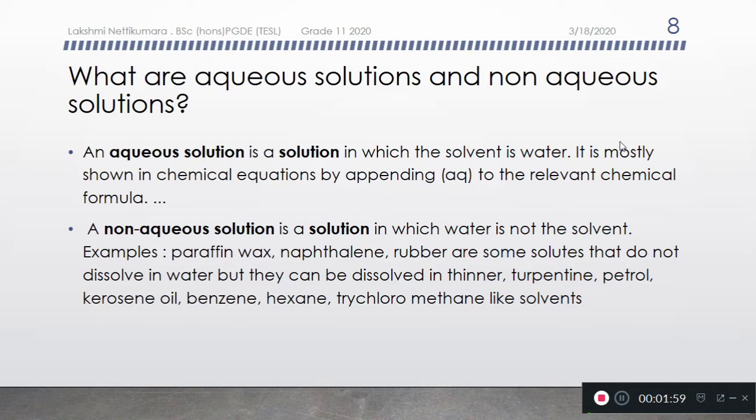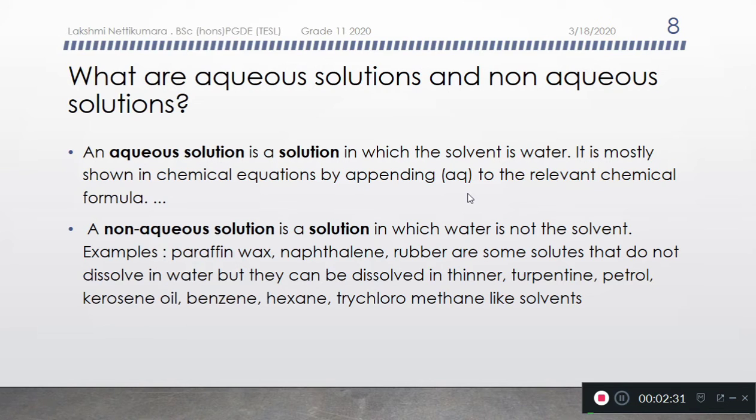When referring to chemistry related books, you may have come across the symbol AQ. That refers to the term aqueous solution. Before moving to the main topic, let's have some idea about aqueous solution and non-aqueous solution. Aqueous is water. An aqueous solution is a solution in which the solvent is water.